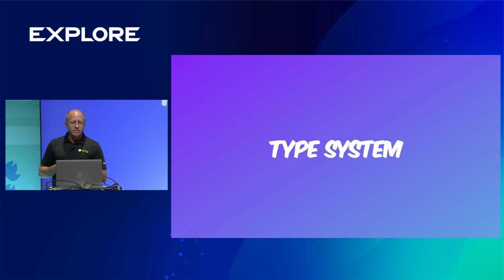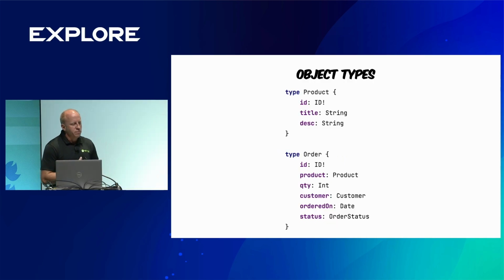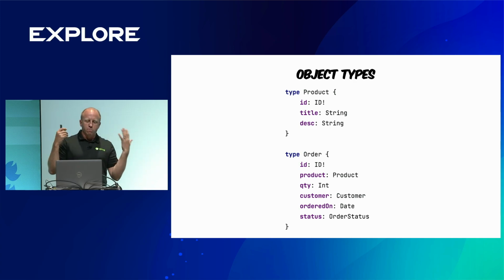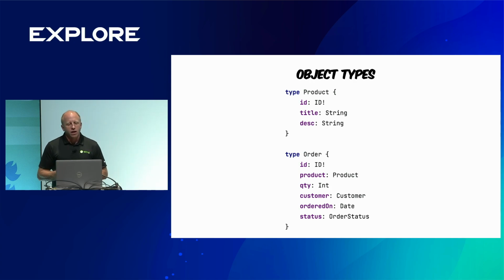One of the first things that you'll see in that spec is the type system. Again, this is something you don't get in REST. The type system is how we're going to define our schema. The first thing that we start with are object types. This is the most basic component of a GraphQL schema. It represents a kind of object that you fetch from your service, what fields it has, and so on.